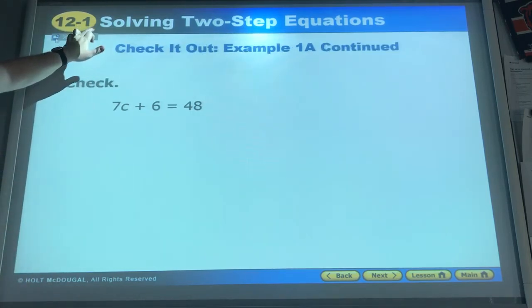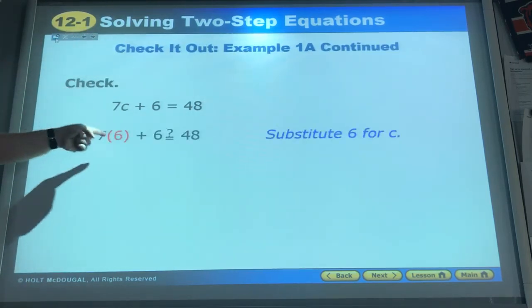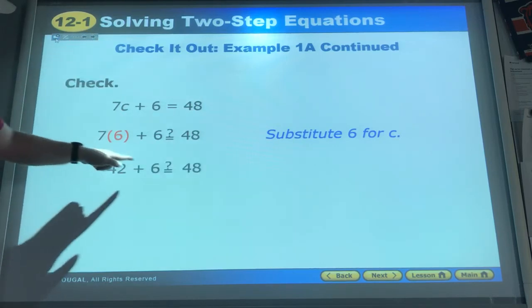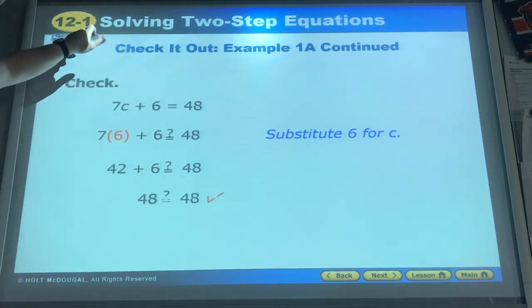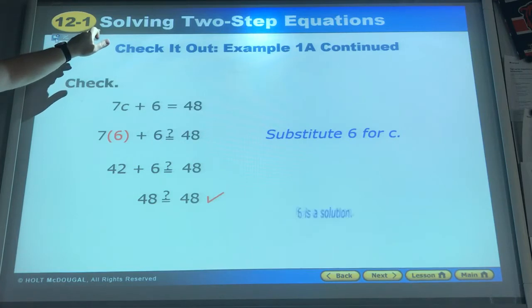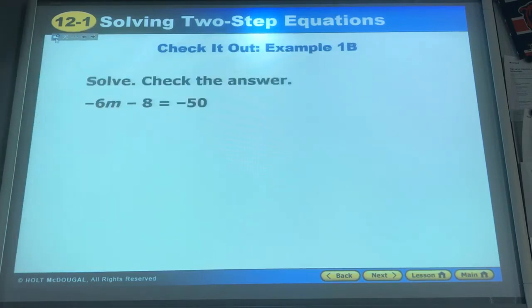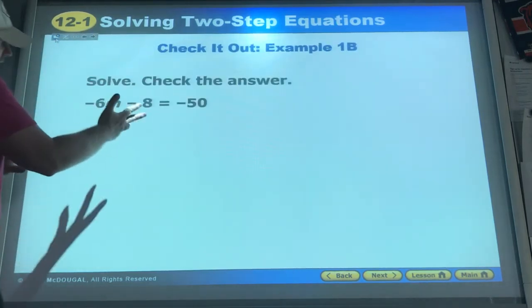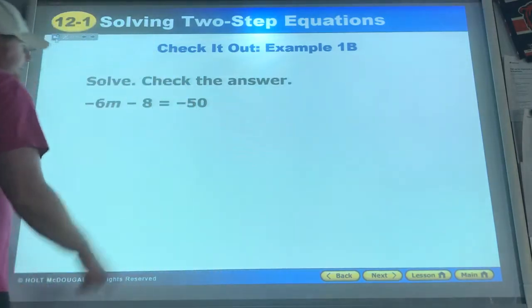We check it out again. All right. 7 times 6 is 42. 42 plus 6 is 48. And we have a happy answer that we can check and say, yay, we did good. All right. This one. Maybe try it on your own. They are throwing the negatives back in there. Be ready for that. All right.